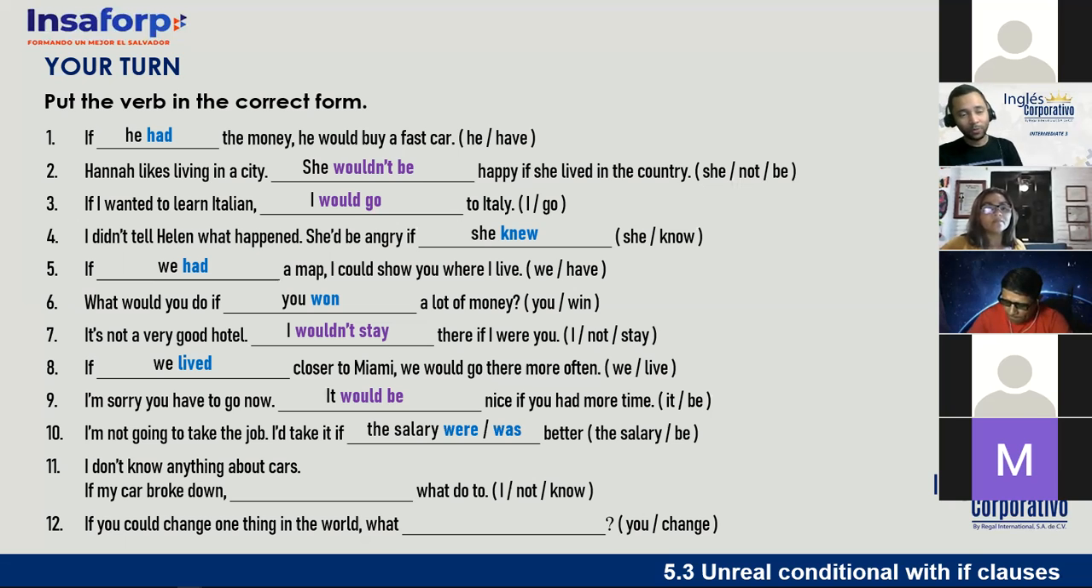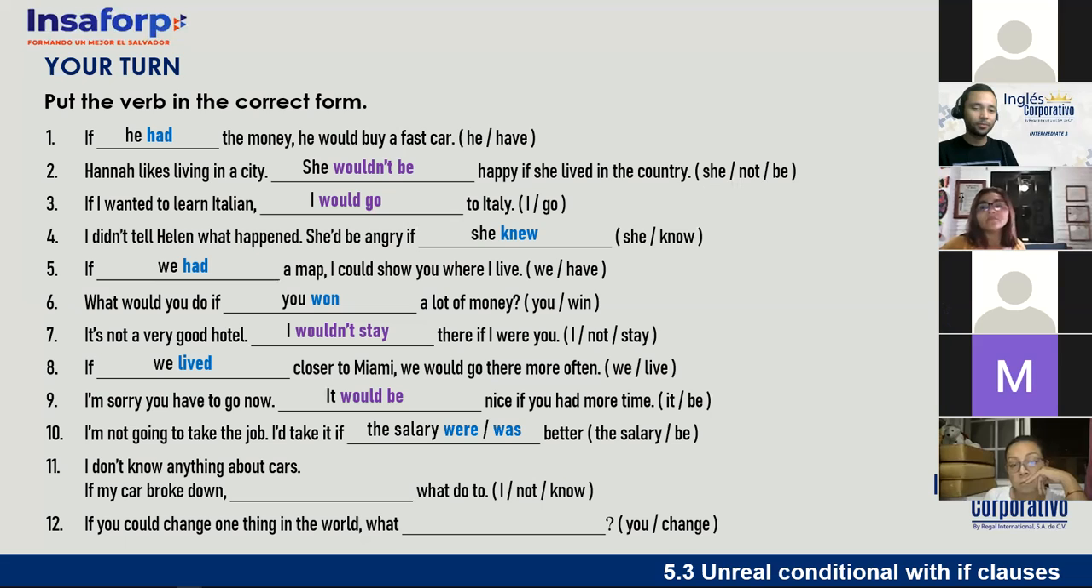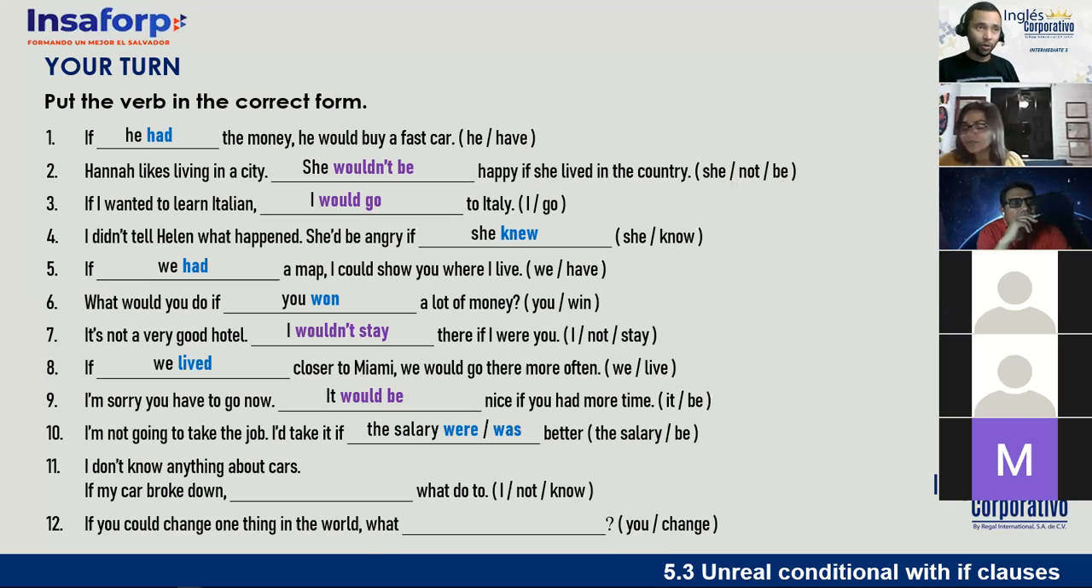Alejandra, can you please take number 11? I don't know anything about cars. If my car broke down, I wouldn't know what to do. That is correct. Very good. I don't know anything about cars. If my car broke down, I wouldn't know what to do. Okay. Si mi auto se averiara, no sabría qué hacer. Thank you, Alejandra. That is correct. And the last one.